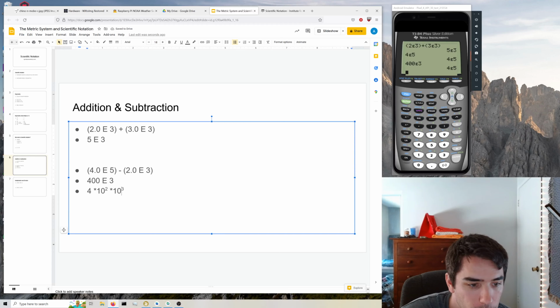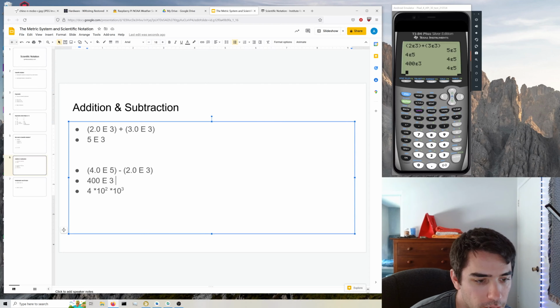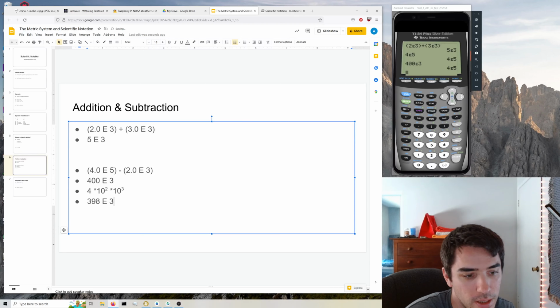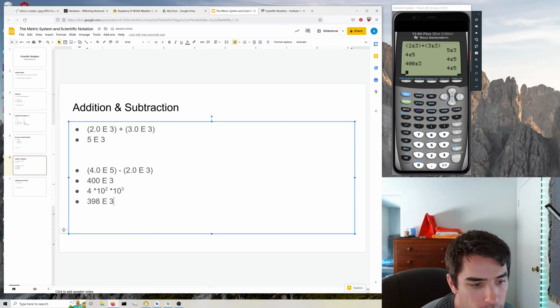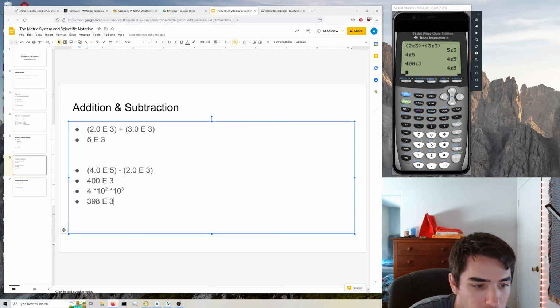So basically, 400 e to the 3, I'm getting sidetracked, 400 e to the 3 minus 2 e to the 3. So that's 400 minus 2, so that's 398. And since those were the same, we can say e to the 3. But 398 is larger than the number 10, and usually with the number to the left of the e, you want it to be under 10, so you want it to be like 3.98.